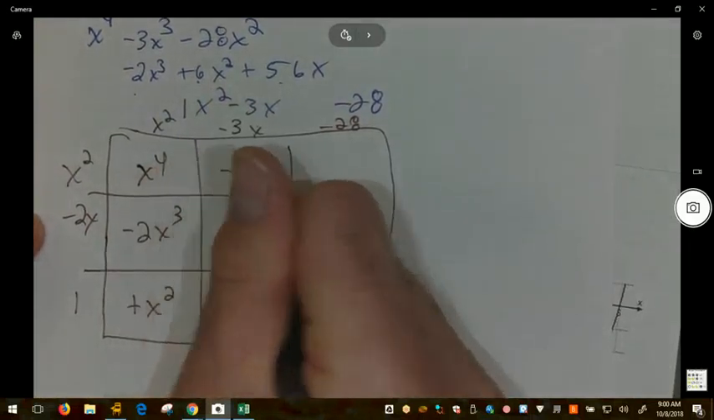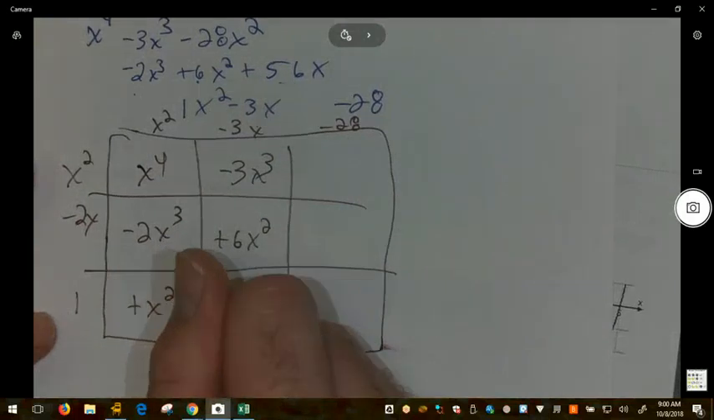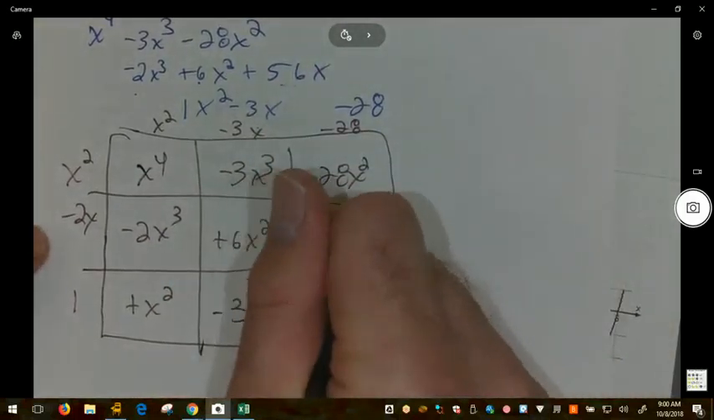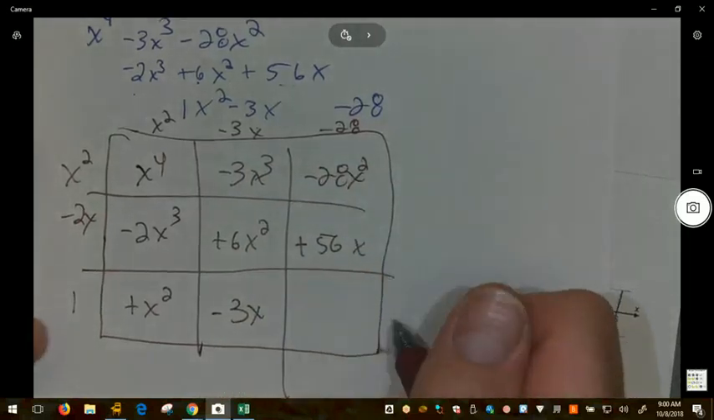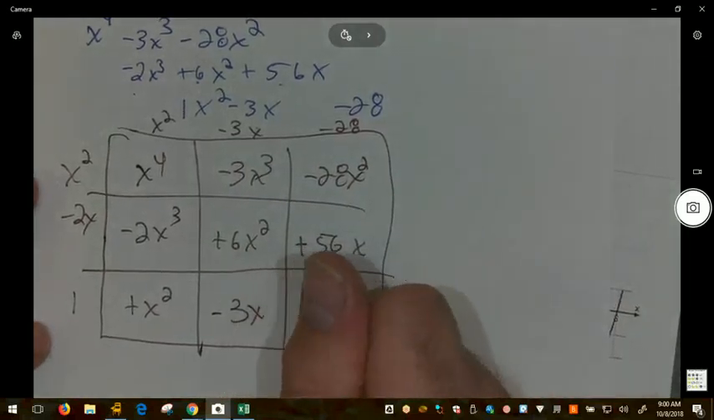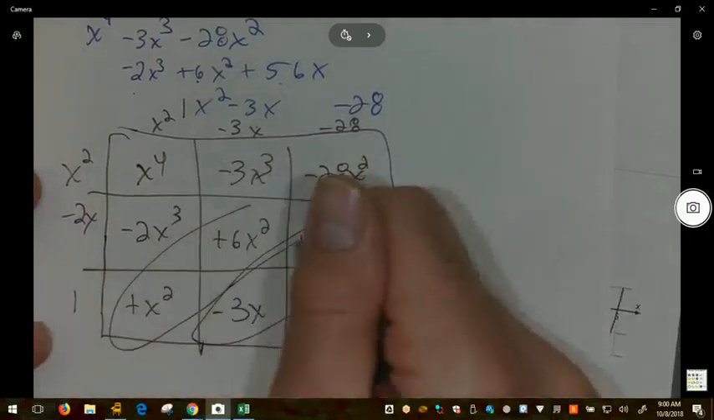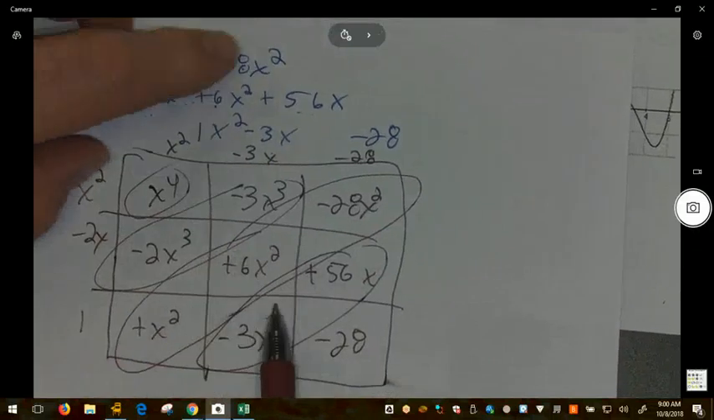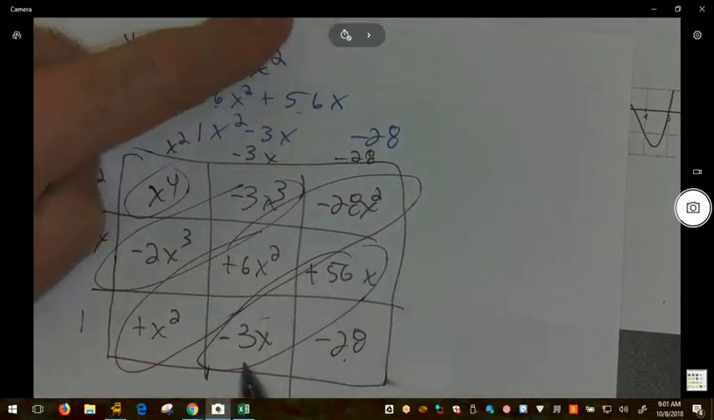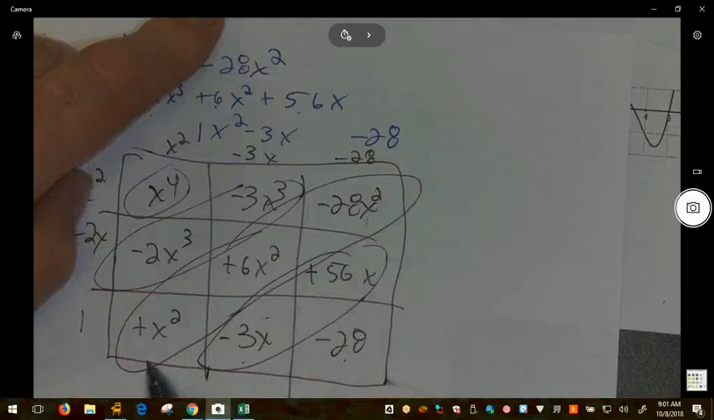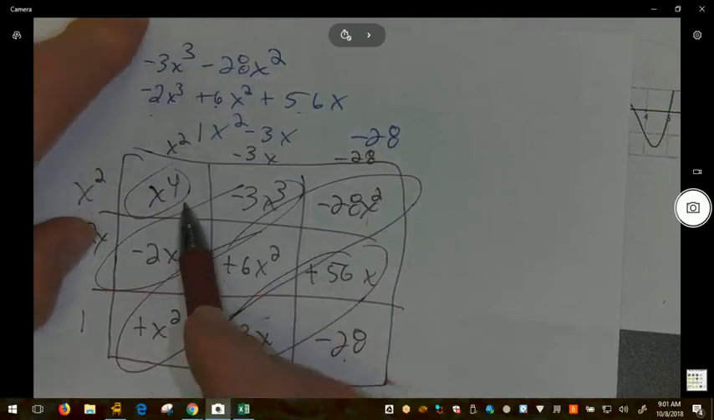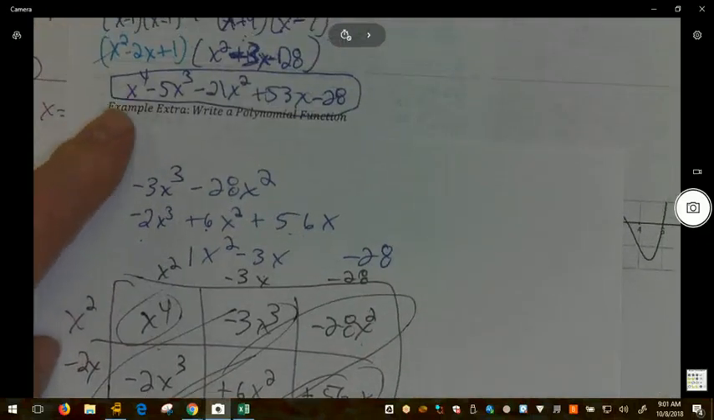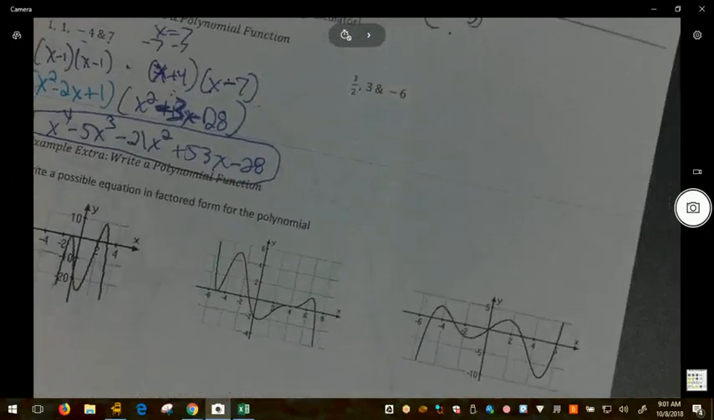Sometimes it's a little faster to do this because you just have to think about each box and then combine them at the end. But you can choose positive 56x and negative 28. So again, we're going to get the same things that I just got above. Right, here's negative 28, 53x, negative 21x squared, here's negative 5x cubed, and x to the 4th. Same thing we got up here, just another way to get it.